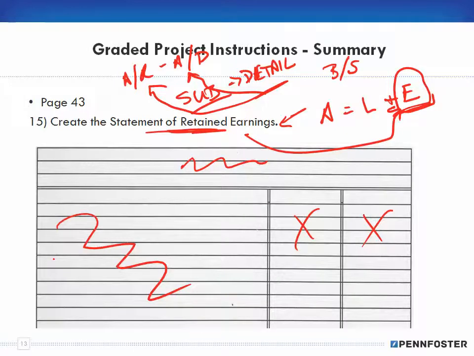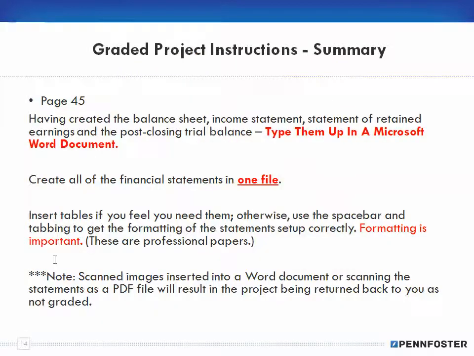Okay. All right. So next step on page 45. Okay. We're into the home stretch. It says here, having created the balance sheet, income statement, statement of retained earnings, and the post-closing trial balance, type them up in a Word document. Now, I realize that you've been doing this all by hand, okay, on pencil and paper, which is what you should have been doing. You really shouldn't have been using an Excel spreadsheet. Some people like using it, but, I mean, that's fine, okay?